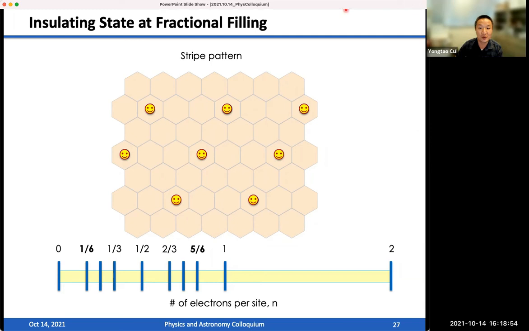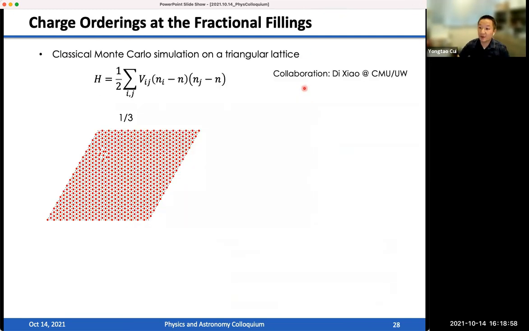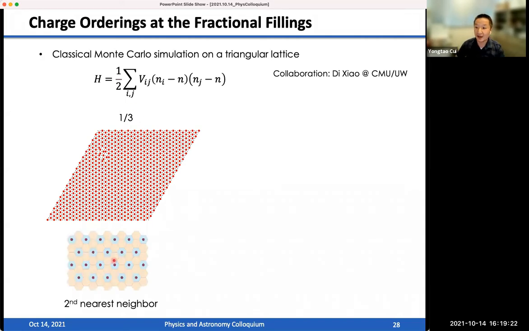So in our work, we also did some simulation to actually calculate and confirm that those arrangements are the low energy states. In this case, we collaborated with D. Xiao, who did some Monte Carlo simulation. So basically, you just create random fillings of this triangular lattice, and then you can calculate the total energy and find the lowest energy. So indeed, for this 1/3 filling, the pattern is the same as we have analyzed previously.